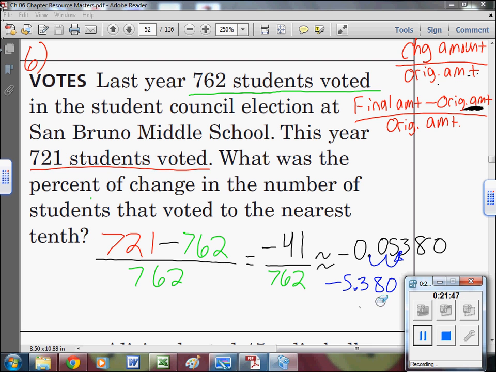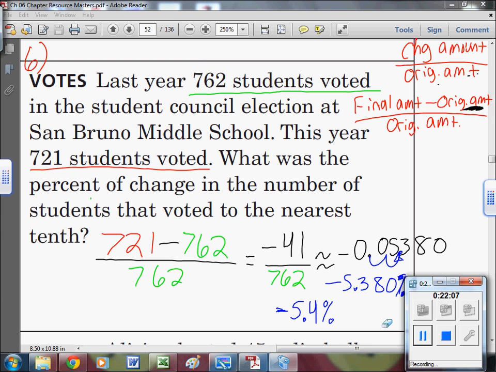Well, the tenth is the first number after the decimal. So you have to look at the next one, the hundredths, to tell you how to round the tenths. This one is 5 or higher, so that tells you to round up on this one. So that's going to come out to negative 5.4%. And that was a percent when we got that step. As soon as you move that decimal 2 places, it became a percent.